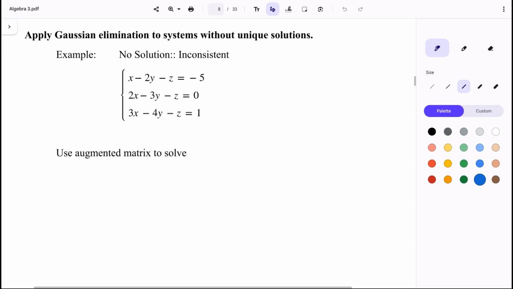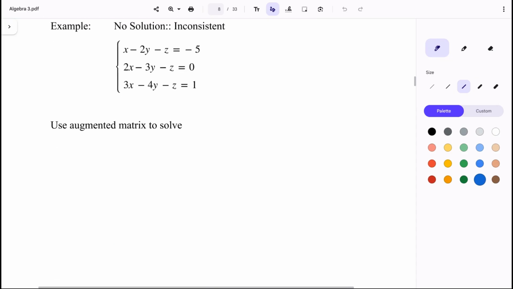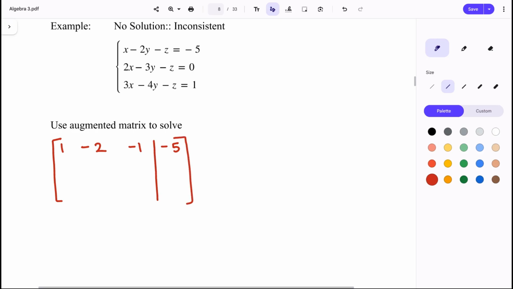Okay, so we're going to start by writing out our augmented matrix. Remember, that's when you grab your coefficients in front of your letters, you draw that bar, and then you grab those constants after the equal sign. So my coefficients for that first equation would be a 1, a -2, and a -1. And then my constant would be -5. And I'm going to keep doing that for the other ones.